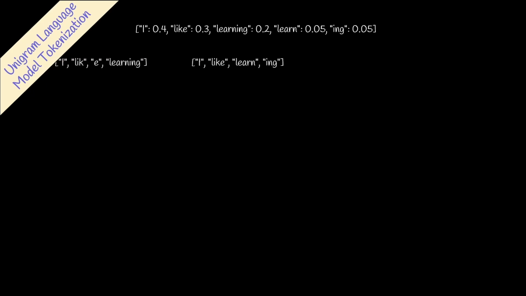Let's say we have the initial vocabulary having each token and their probability. For example, "I" and "like" here have initial probabilities of 0.4 and 0.3. The goal here is to optimize this vocabulary with the expectation maximization step. Let's say we have an input text which is "I like learning".